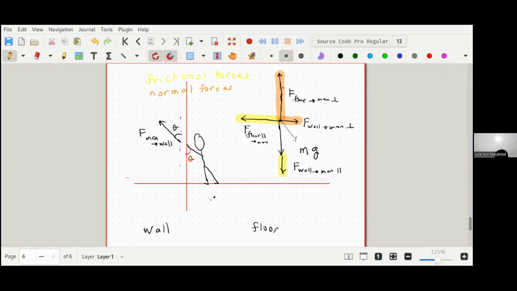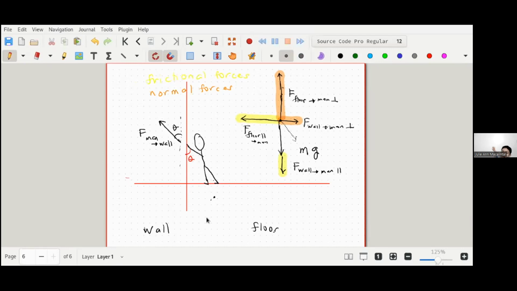So you don't get confused when you're setting up free body diagrams, don't talk about frictional force and normal force. Talk about the force exerted by the floor, the force exerted by the wall, and then look at the directions. Then you can identify, okay, this prevents sliding, then this must be friction. This is perpendicular to the surface, so it must be a normal force. See, the normal force isn't only upwards. There's a normal force here going forward.